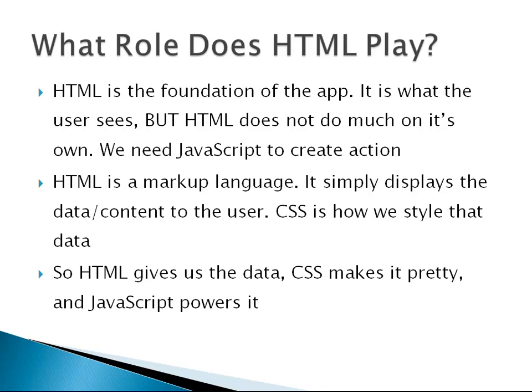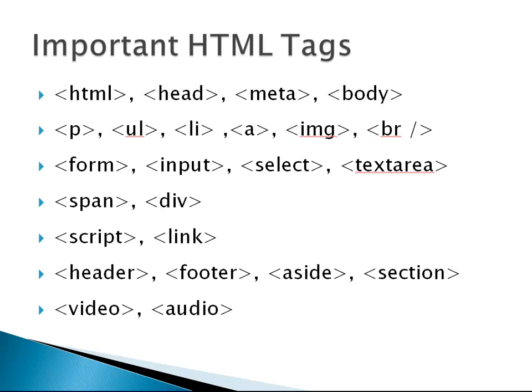So what role does HTML play? HTML, for the most part, HTML5 is the foundation of the app. It's what the user sees. But HTML doesn't do much on its own. We do need JavaScript to create actions and CSS to style the data. HTML is a markup language, so that's pretty much all it does, is display data and content to the user. HTML gives us data, CSS makes it pretty, and JavaScript powers it. So those three languages are a powerful combination.